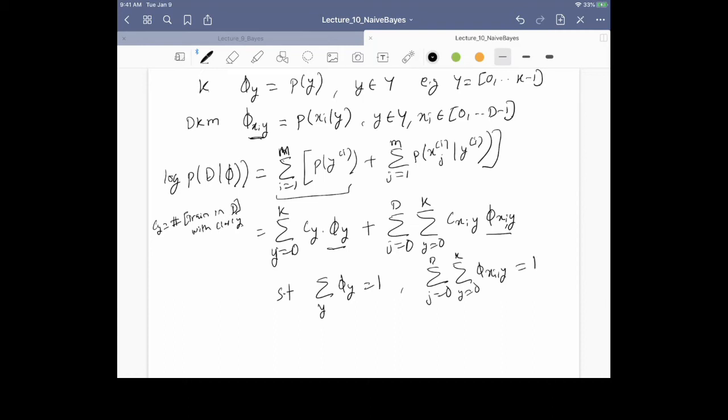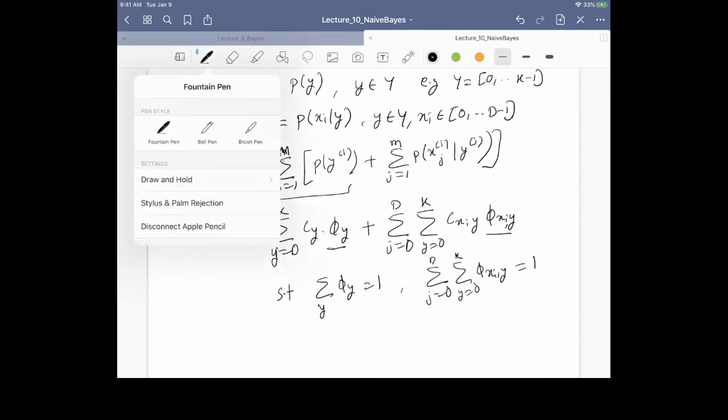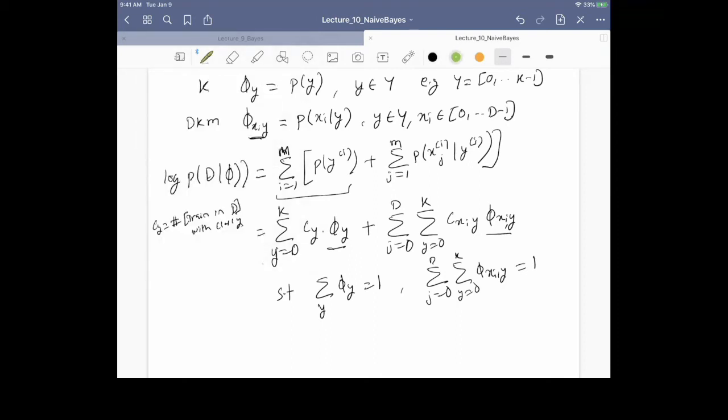Okay, so this quantity in green is the term that needs to be maximized. You can call it the likelihood of phi, subject to these constraints. So essentially the problem becomes: maximize the likelihood of phi subject to the constraints that the sum over y of phi y is equal to 1, and the sum over j equal to 0 until n, sum over y equal to 0 until k of phi of xi comma y is equal to 1. This is what we need to do.